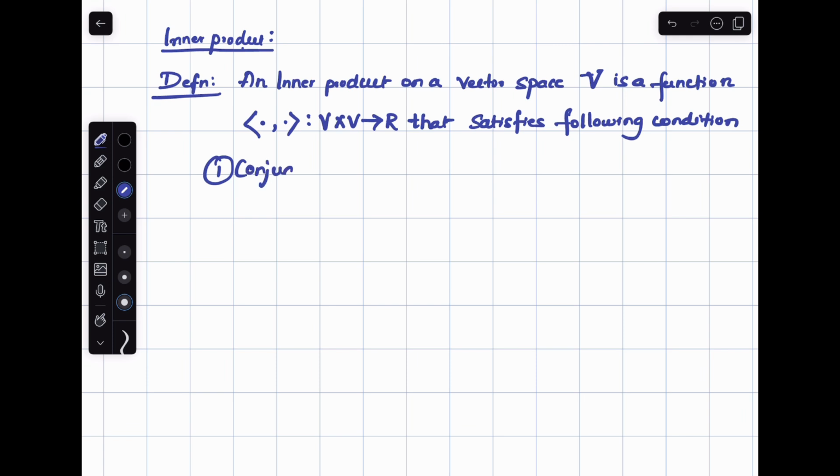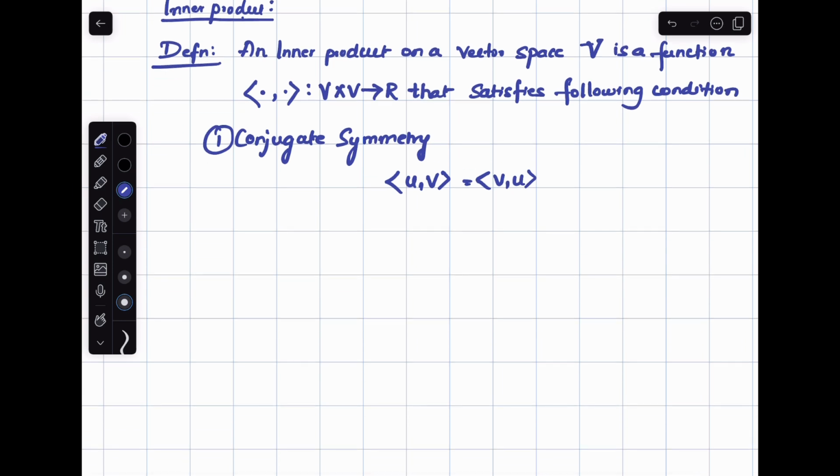So let me write it down. Conjugate symmetry. It is similar to our commutative property. So hence the formula will be nothing but inner product of u comma v is equal to v comma u. Okay, so always remember inner product is the generalization of the dot product. So let us take one example and let us try to see how it is similar, how we can say that it is a generalization of the dot product.